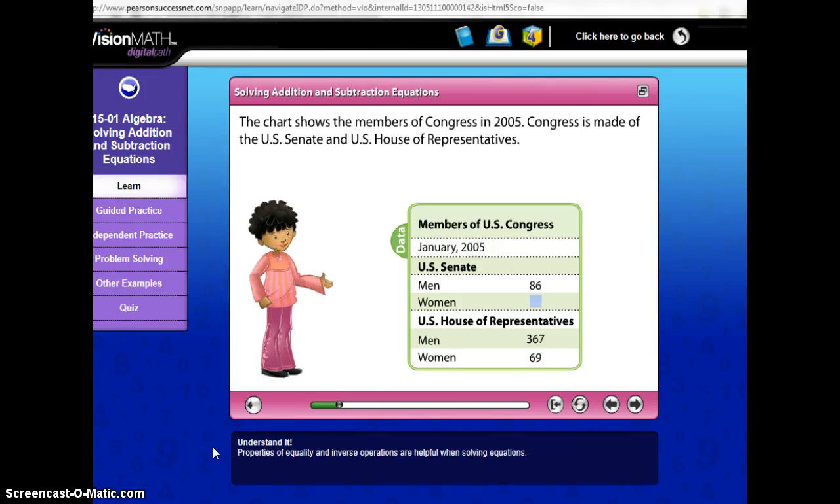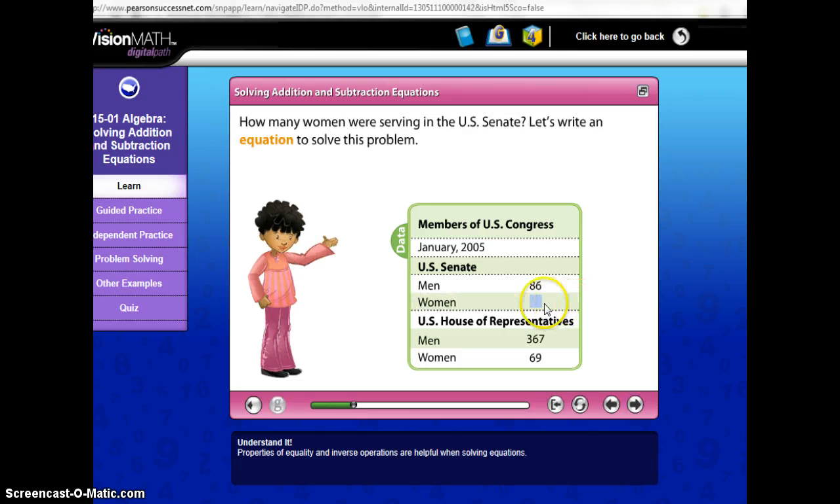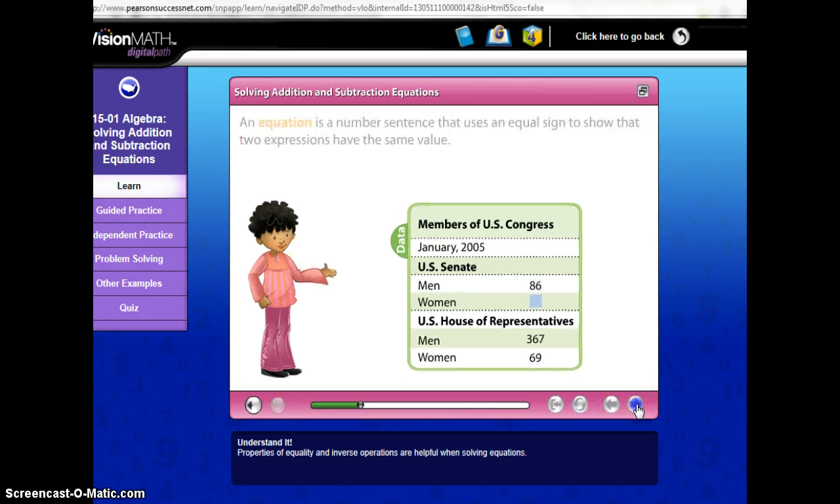The chart shows that there are members of Congress, and there are some members of the Senate and some members of the House of Representatives. In January, there were 83 total women in Congress. 69 of them came from the House. We don't know how many women came from the Senate, so we need to write an equation to solve this problem. Remember, an equation is a number sentence that uses an equal sign to show that two sides have the same value.